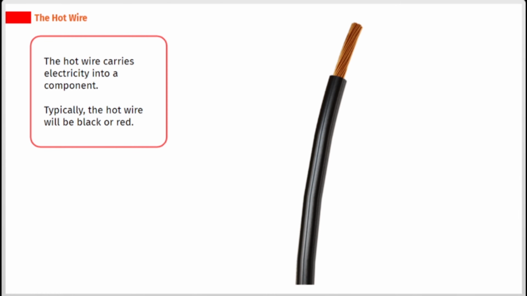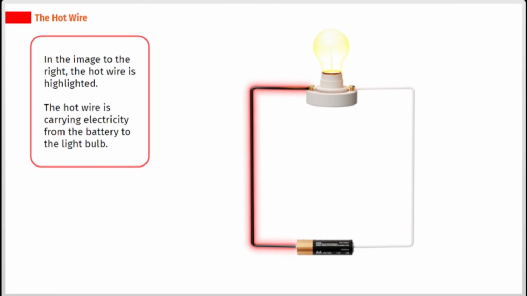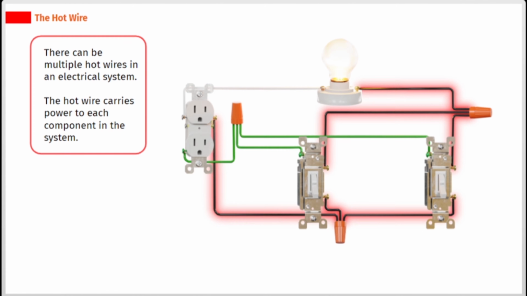The hot wire carries electricity into a component. Typically, the hot wire will be black or red. In the image to the right, the hot wire is highlighted. The hot wire is carrying electricity from the battery to the light bulb. There can be multiple hot wires in an electrical system. The hot wire carries power to each component in the system.